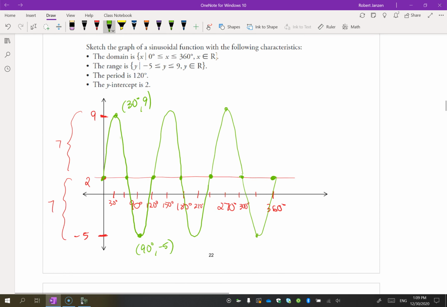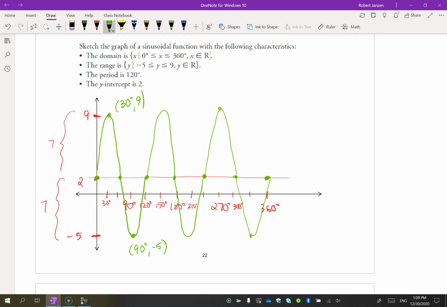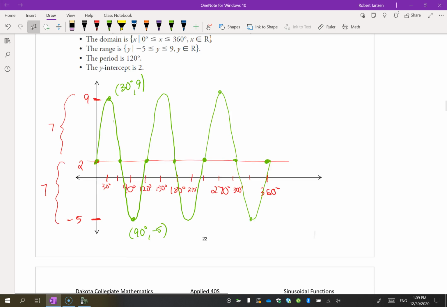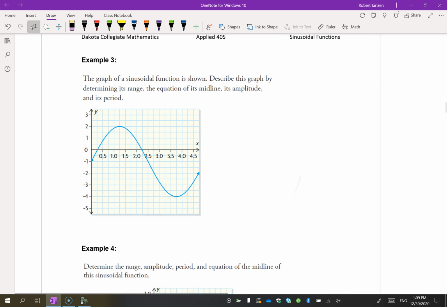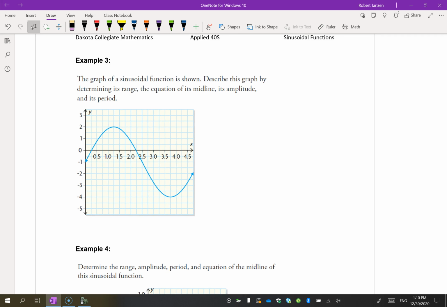It might take you a couple of tries. What I would suggest right now is erase this and try it again to see if you can figure out exactly how I got some of those values. See if you can make sense of it for yourself. Okay? Let's try another one.